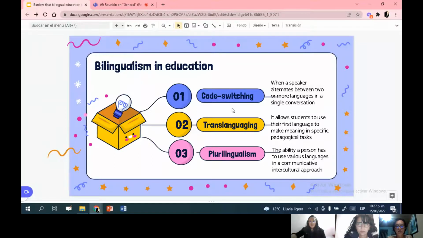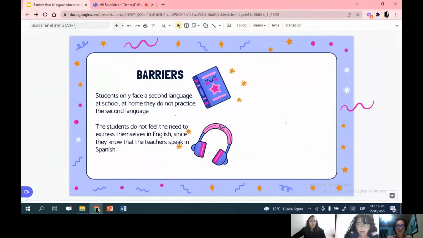Plurilingualism is the ability a person has to use various languages in a communicative intercultural approach. We have some barriers that we found when reading, and we reflect on our pedagogical practices in the school where we work. So let's go, Lucerito. Students only face a second language at the school.